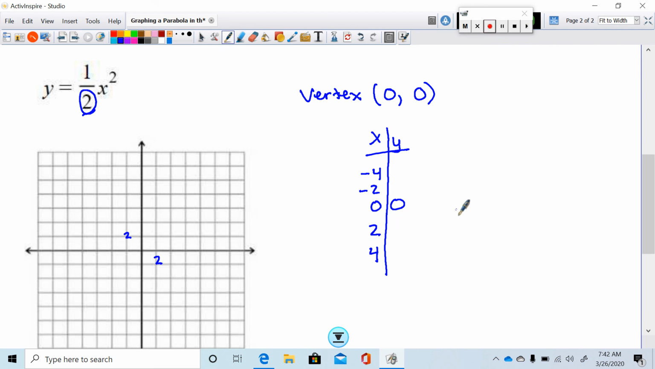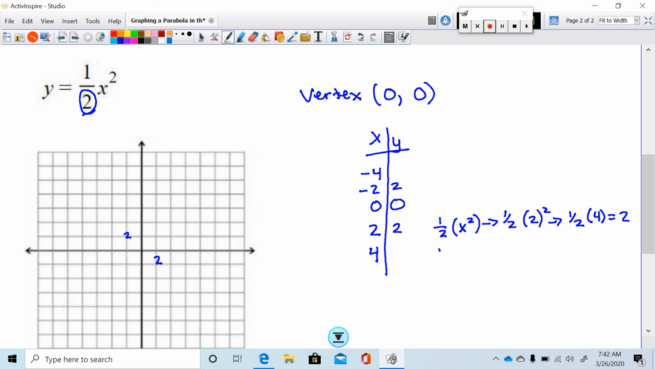Okay, so starting with the 2, I've got 1/2 x squared. So I'm going to put a 2 in for x. 2 squared. So 2 times 2 is 4. You have to do exponents first. And half of 4 is 2. So this is 2, and if I'm using symmetry, the one above 0 is also 2.